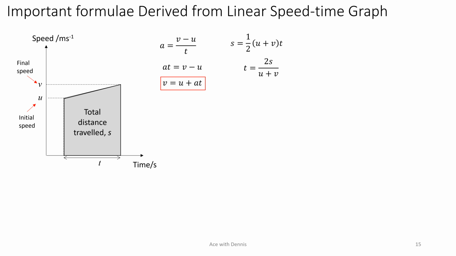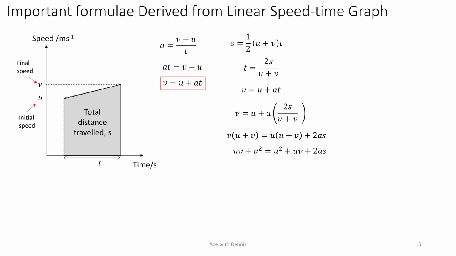When we make t the subject, it becomes t equals 2s over u plus v. Next, from the first formula, v is equal to u plus at. So we substitute the t into this formula and we expand. This is what we get. So from here, we can cancel the uv. Finally, it becomes v squared equals u squared plus 2as. So this is the second formula.